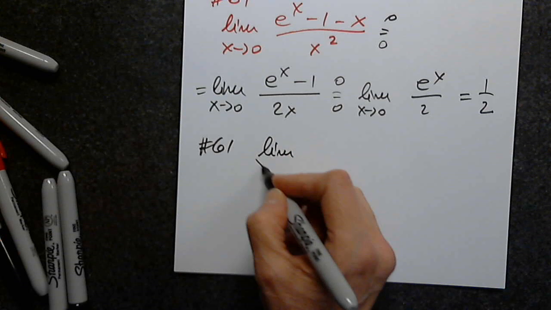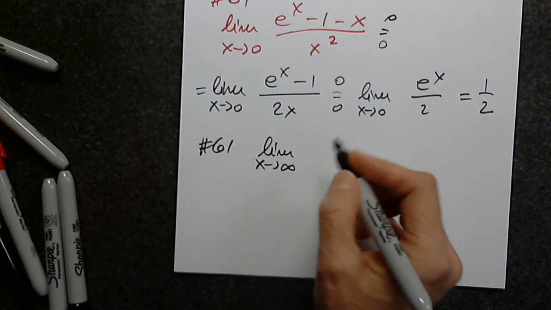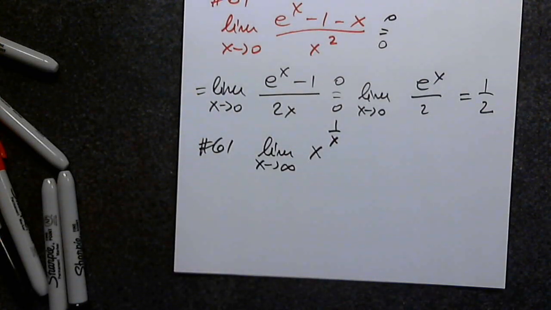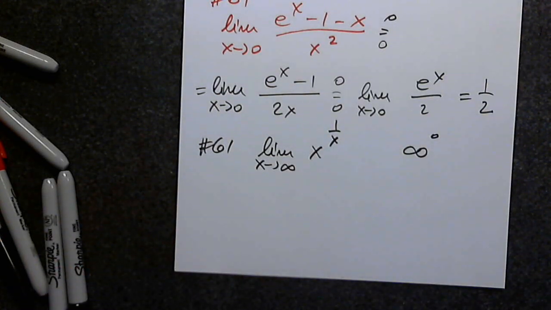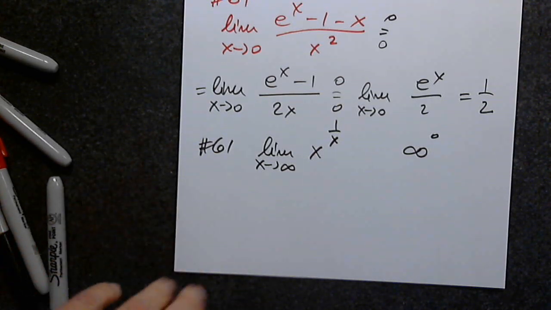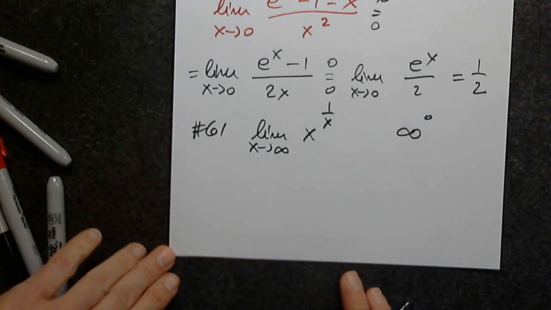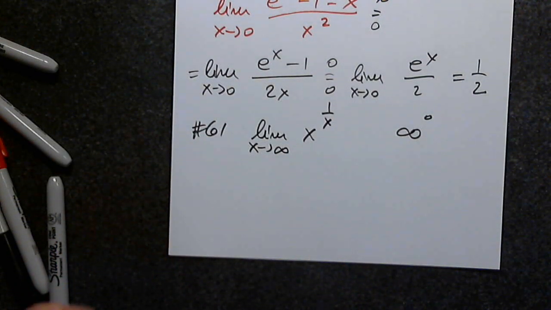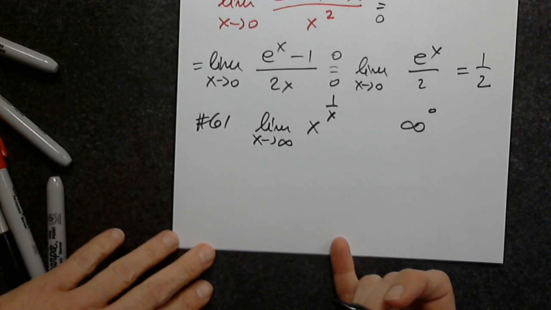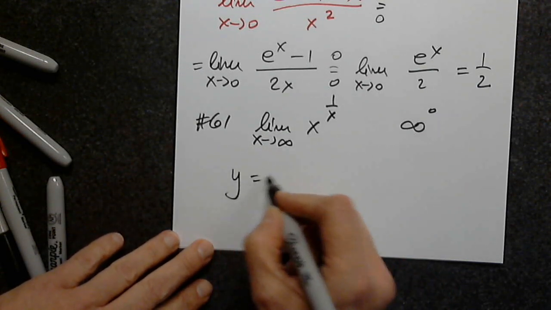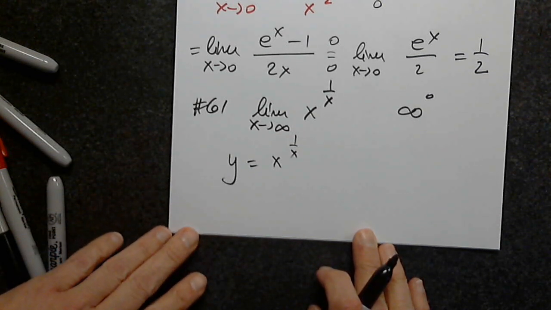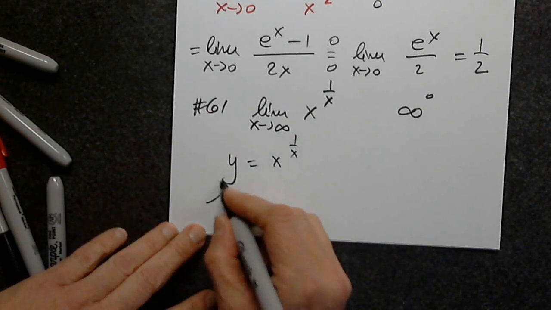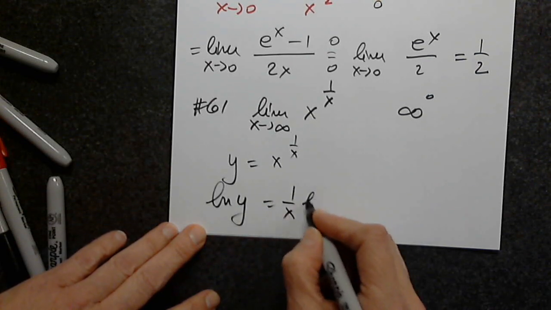Limit as x approaches infinity of x raised to 1 over x. This is infinity raised to 0, which is one of the 7 indeterminate cases. So I will denote it by y. It's a function raised to a function. That's my only escape. Very good. Natural log y equals 1 over x times natural log x.